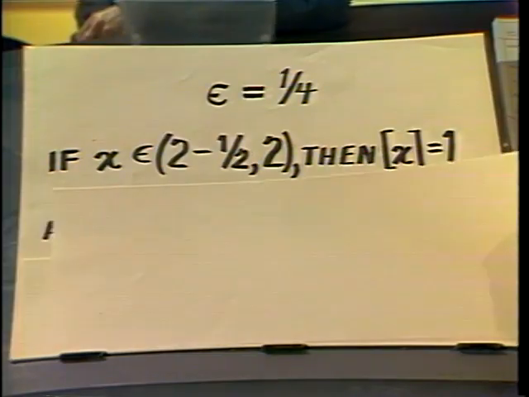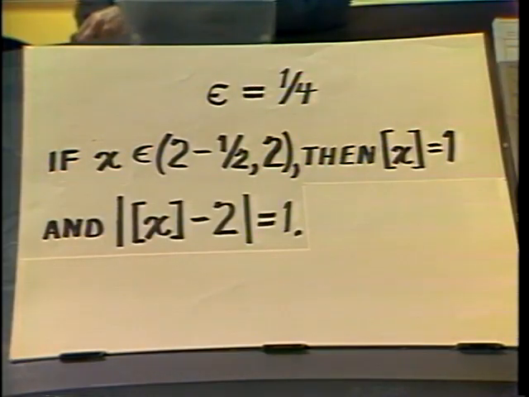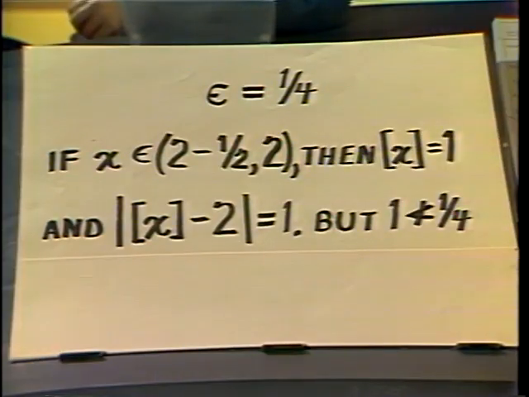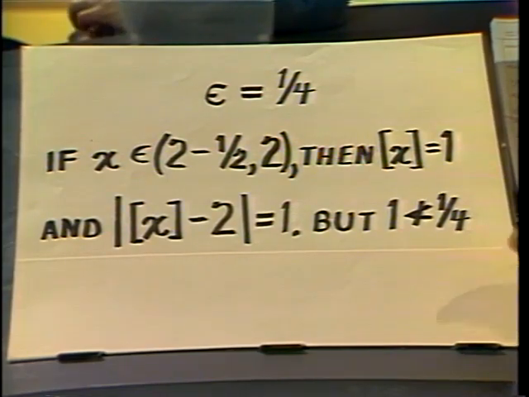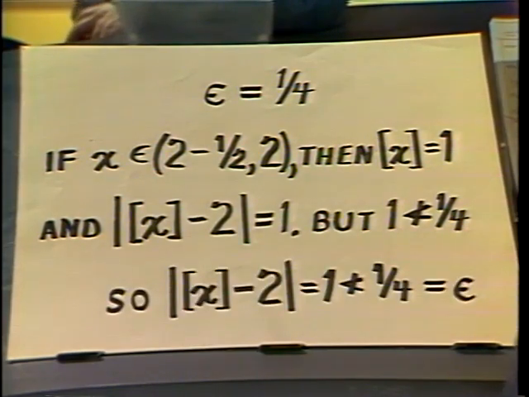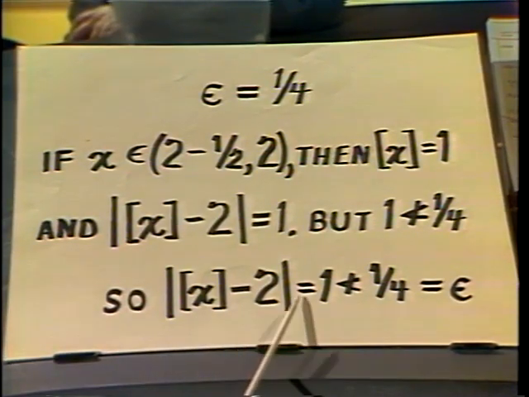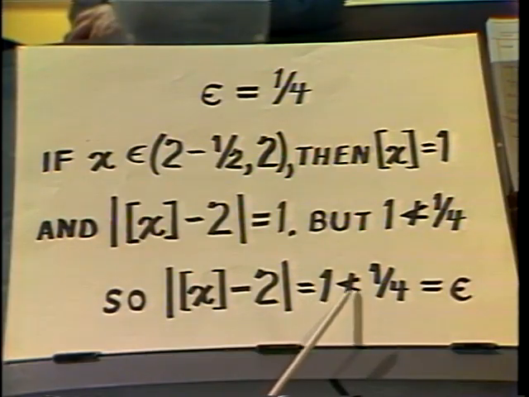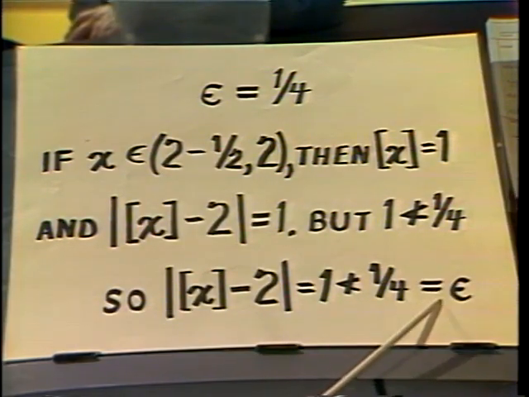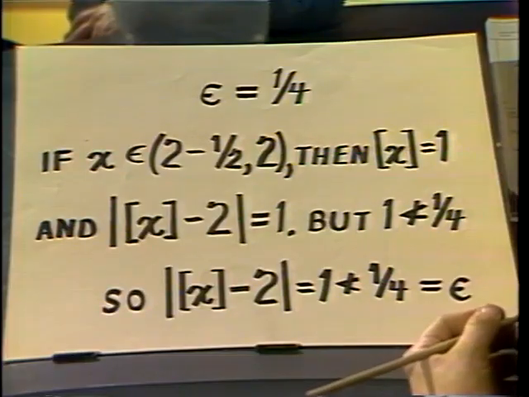And the absolute value of the greatest integer in x minus 2 is equal to 1. But 1 is not less than 1/4. So the absolute value of the greatest integer in x minus 2 is equal to 1. But that's not less than 1/4, which is our value for epsilon.